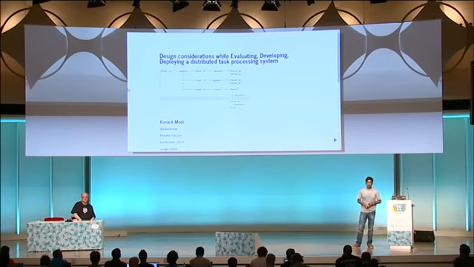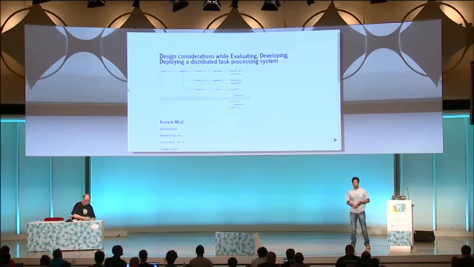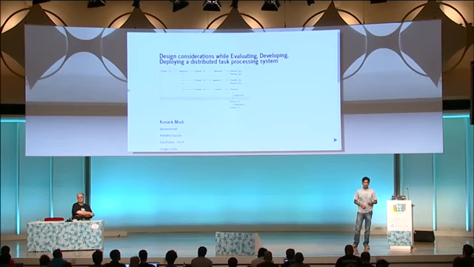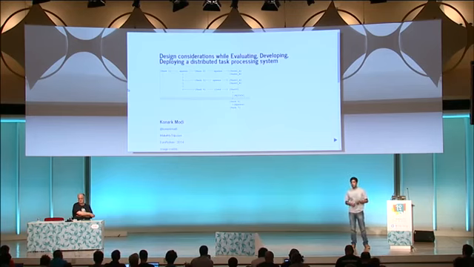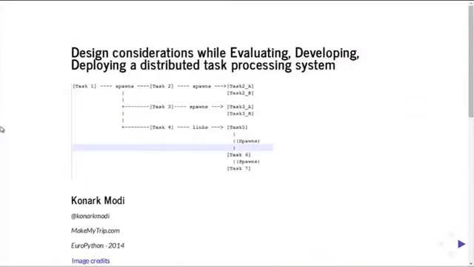Today, I'm here to present a topic which I call design considerations while developing, evaluating, or deploying your own distributed task processing system. Why I say developing, evaluating, or deploying is because you might start with your own stuff. You might want to write a framework right from scratch. You might be evaluating a lot of frameworks that are available in the market for distributed task processing, or you've shortlisted one, but now you want to deploy one of them.